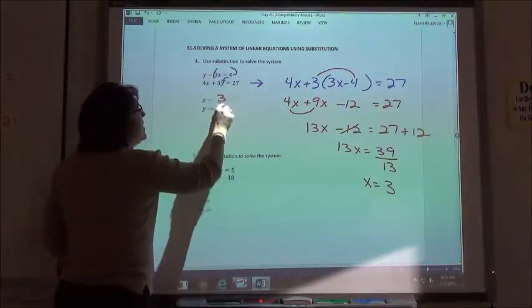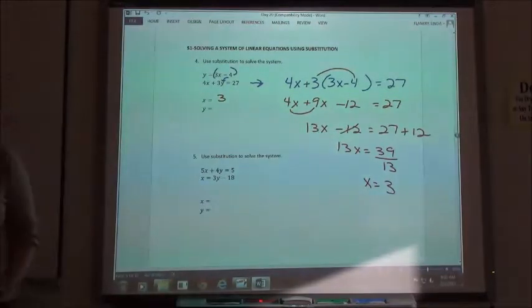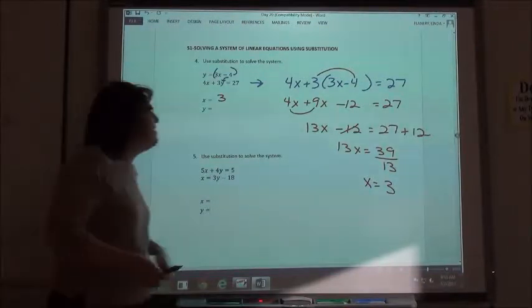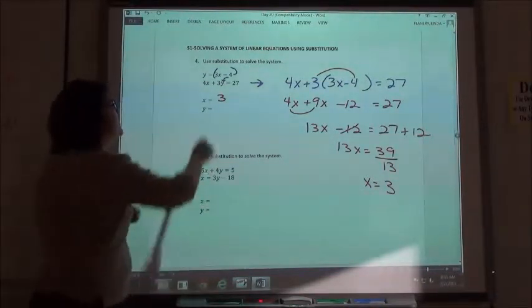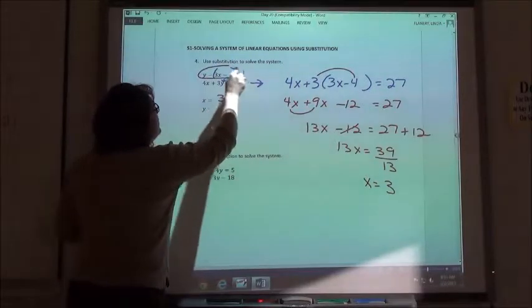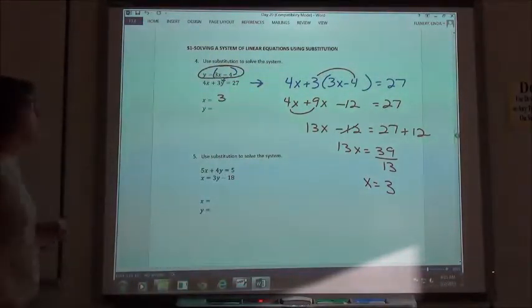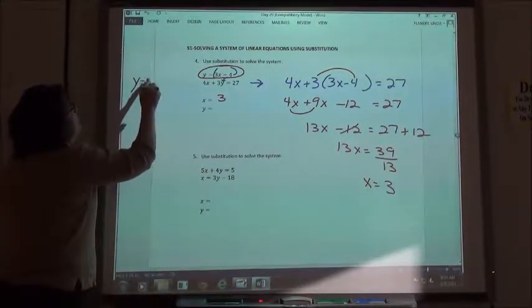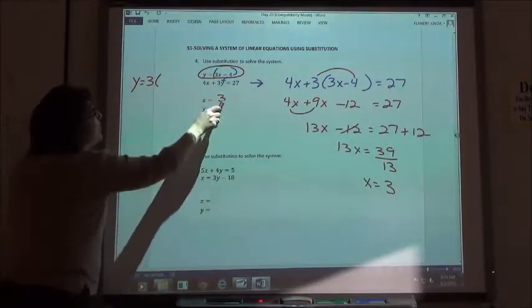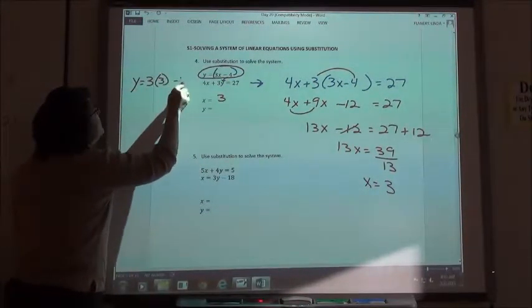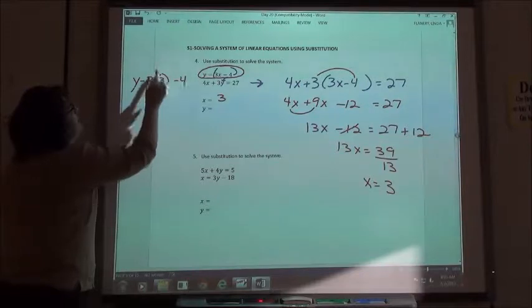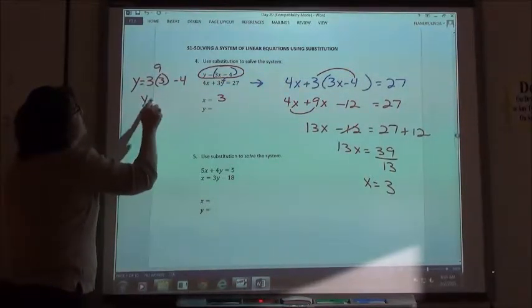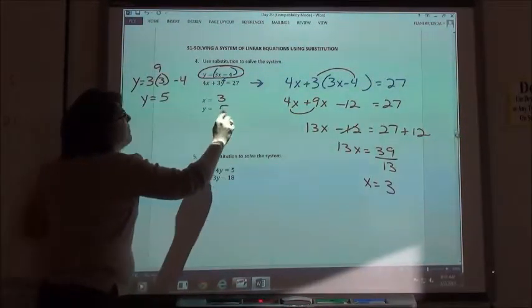If you're not getting a nice whole number answer, go back and check your work. I believe all these ones come out to nice whole number answers, or at least integer answers, because they might be negative. Once I found x, I'm going to go back up here to my first equation and find y. Y is equal to 3 times the x value, which was also 3, minus 4. So 3 times 3 is 9. 9 minus 4 is 5.